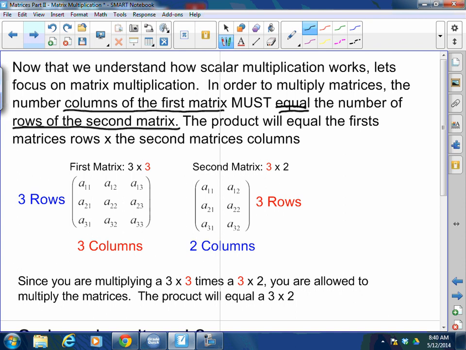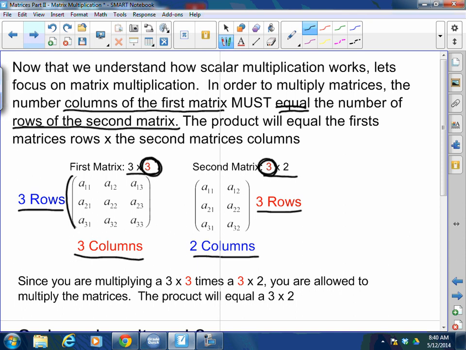So, for my first matrix here, I have 3 rows and 3 columns. My second matrix, I have 3 rows and 2 columns. So I have a 3 by 3 on the first, and a 3 by 2 on the second. The columns of the first must equal the rows of the second. If not, you cannot multiply it. Period. There's just no choice for you, unfortunately.